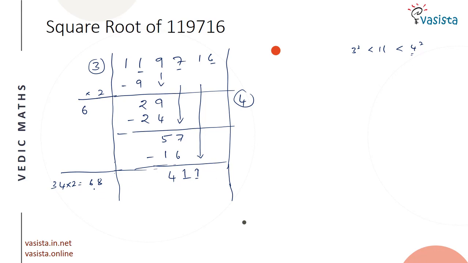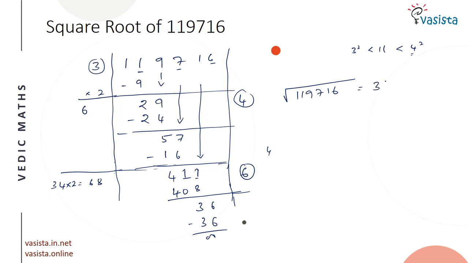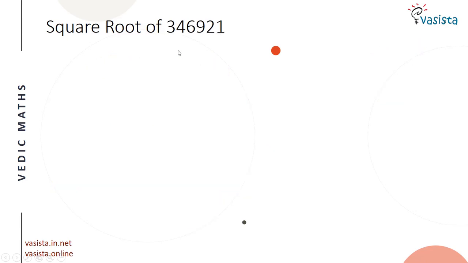So 6 6s are 36, 8 6s are 48, right? So I can go with 6. 8 6s are 48, 8 4 carry, 6 6s are 36 plus 4 is 40, 408. Here 3 will be the remainder. So bring down 36, which is nothing but the square of 6. You are going to get 0. So the answer is 346, that is the square root of 119716 is 346.